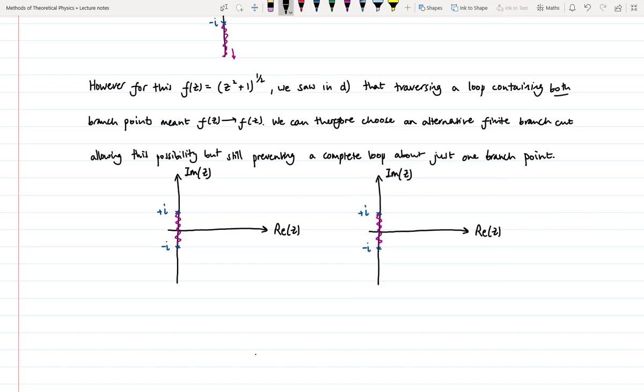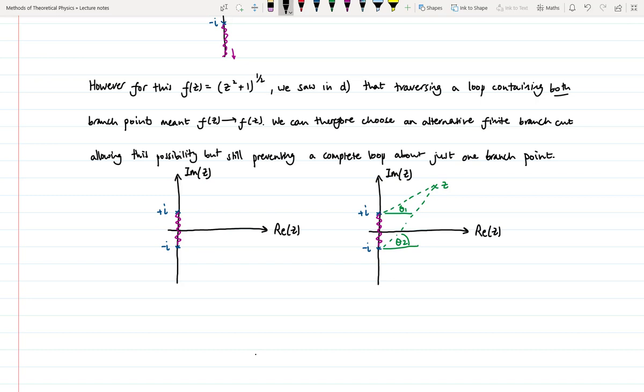Recall earlier that I said the position of the branch cut corresponds to a particular choice for the ranges of the angles θ1 and θ2 that we use to label the complex numbers appearing in our function. We can look at a copy of the complex plane with the branch cut that we've chosen here and consider some complex number z, and we remember that we defined this angle to be θ1 and this angle to be θ2.